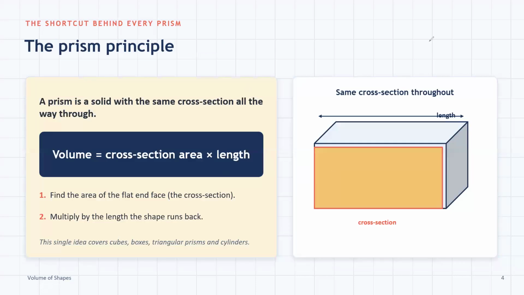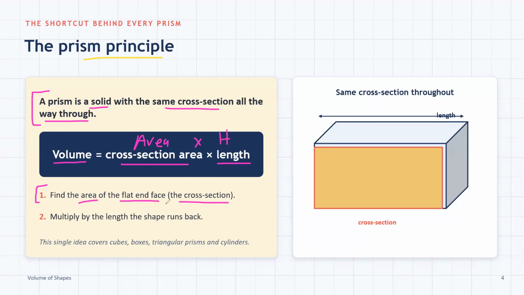Now let's see the shortcut behind every prism. So we have the prism principle. A prism is basically a solid with the same cross section all the way through. So that's the definition for a prism. If you're calculating the volume, this would be the cross section area multiplied with the length. The first thing you have to know is how to find the area of the flat end face, which is the cross section. So it's basically the area for the shape multiplied with the bigger length. I always remember this with the bigger length.